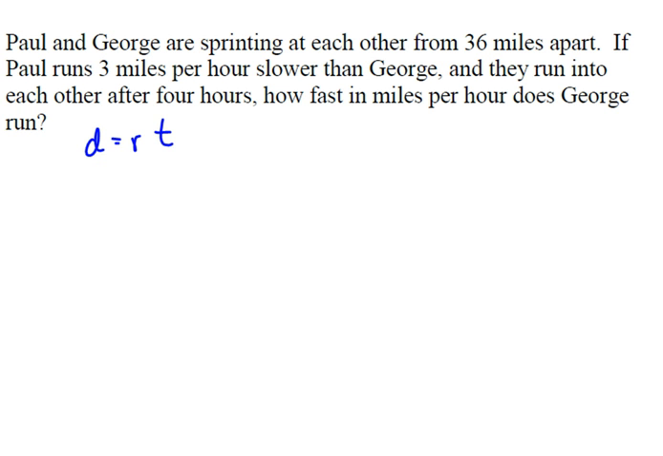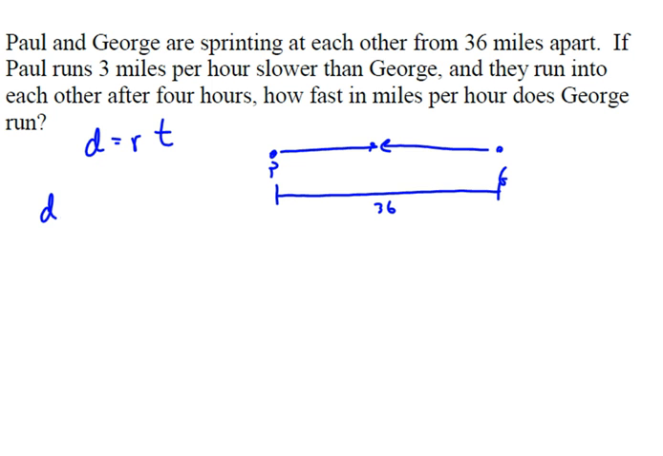The second part about this is a lot of times it's not as easy as just plugging in the three values because you have to add distances together. And that's the case in this problem. It says Paul and George are sprinting toward each other from 36 miles apart. So you've got Paul here and George here, and they are going towards each other, and the total distance between them is 36 miles. So the distance of Paul plus the distance of George is going to equal 36 miles.